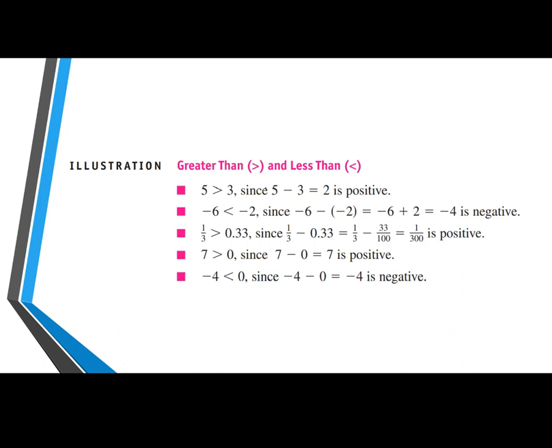Greater than and less than. 5 is greater than 3 since 5 minus 3 is equal to 2, which is positive. So negative 6 is less than negative 2, since negative 6 minus negative 2 is equal to negative 6 plus 2, which is equal to negative 4.